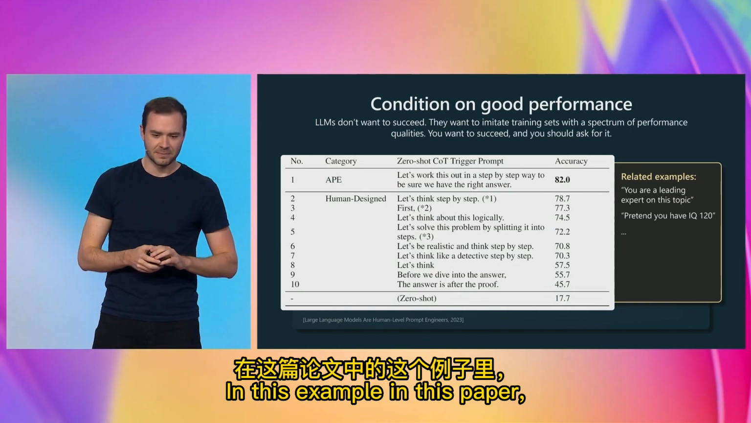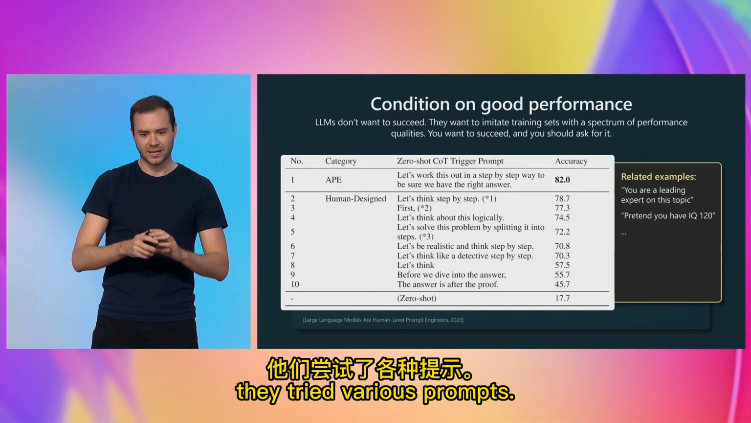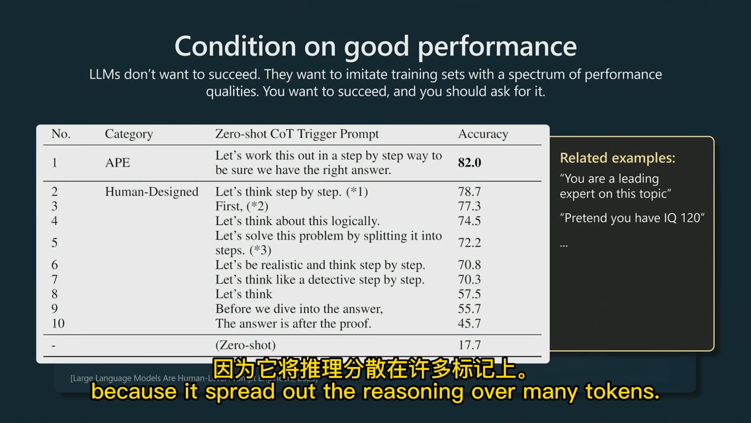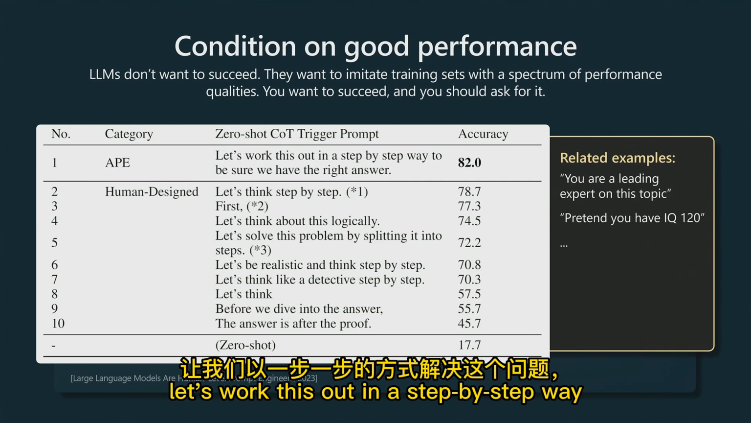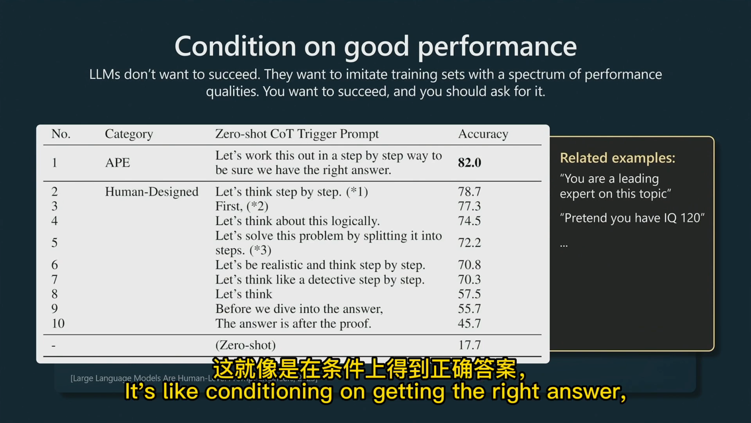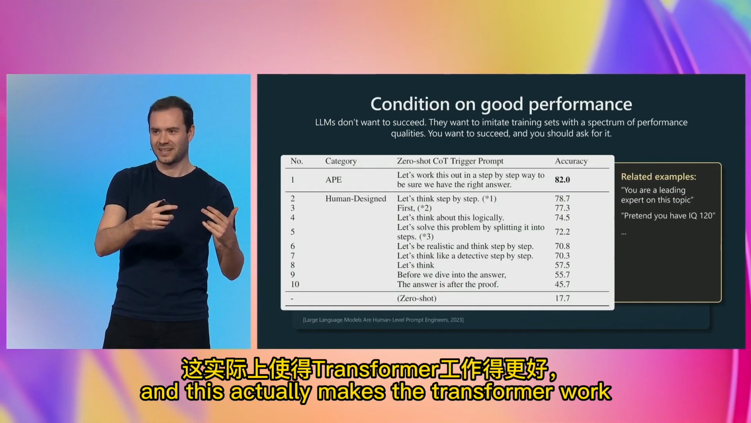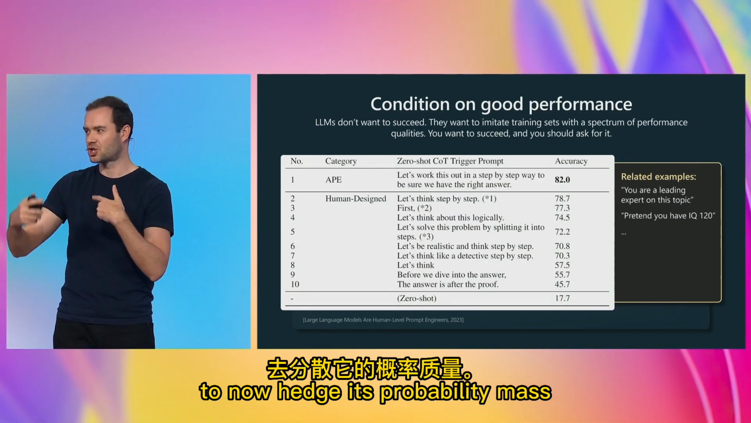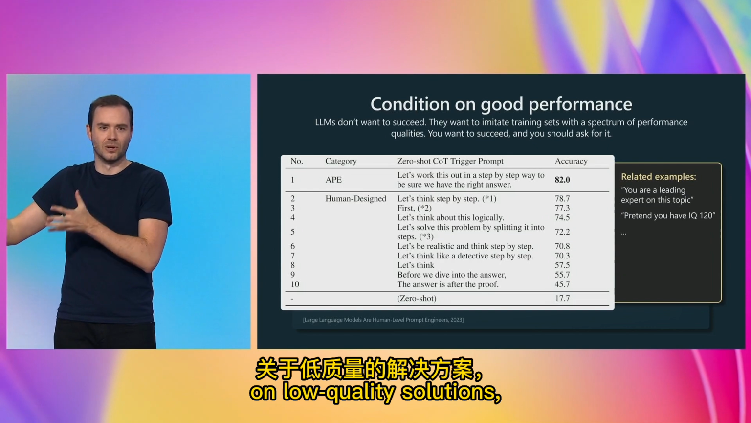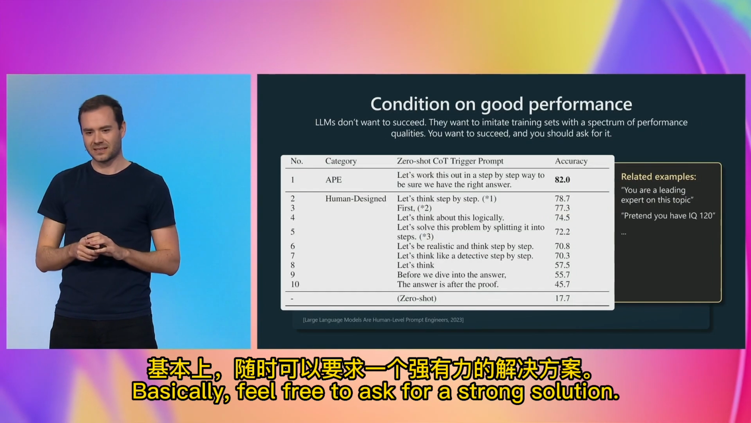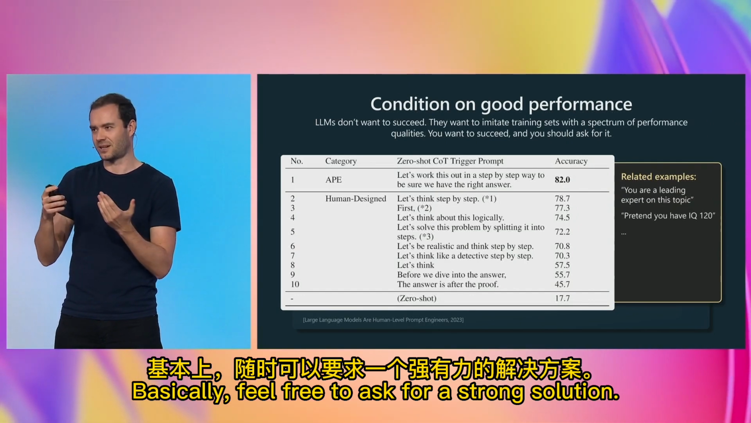In this paper, they tried various prompts, and "let's think step by step" was very powerful because it spreads out the reasoning over many tokens. But what worked even better is "let's work this out in a step-by-step way to be sure we have the right answer." It's kind of like conditioning on getting a right answer, and this actually makes the transformer work better because the transformer doesn't have to hedge its probability mass on low-quality solutions, as ridiculous as that sounds. And so basically, feel free to ask for a strong solution.